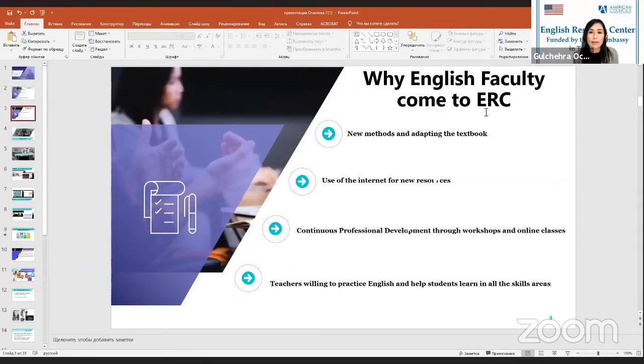So why does the faculty come to the English Resource Center? The teachers use new methods and adapt textbooks from the Resource Center. The teachers use the internet for new resources, so they get internet resources for their daily teaching every day. Teachers need continuous professional development through workshops and online classes. Teachers are also willing to practice English and help students learn in all the skill areas.